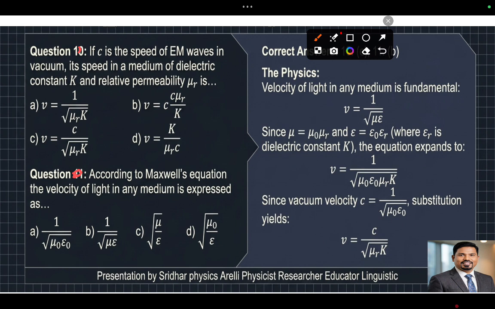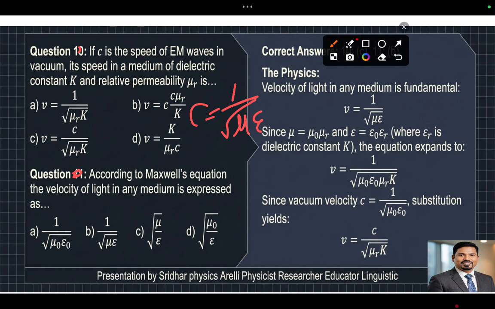So here c equals 1 by under root of mu epsilon. We have a relation; in place of c we can also consider v. That is how we are interacted: we placed a dielectric constant here, so that the velocity of light in any medium is fundamental.